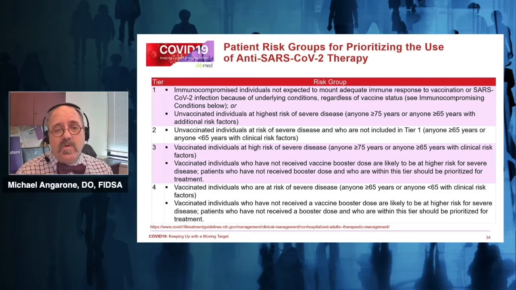And then tier 4 were vaccinated individuals that were over 65, or anyone under 65 with clinical factors, and then vaccinated individuals who had not been boosted, again, who were at high risk for severe disease. And so this kind of helped create a path for how we should distribute a scarce resource. Luckily, these resources and agents are becoming more available.